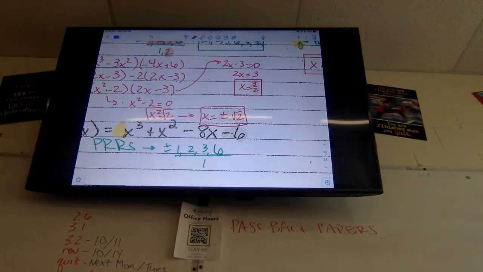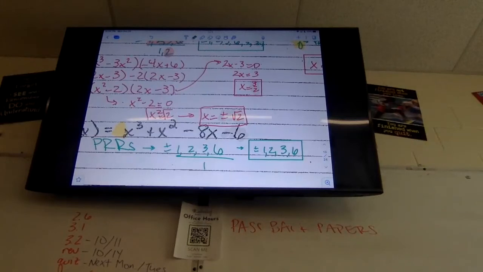Now, technically, you don't even have to say over 1 because those are just all going to be my answers, right? However, I am your teacher, so I'm trying to be consistent in what I'm doing. So I did all my factors of my constant, all my factors of my leading coefficient. But that just leaves us with all my possible answers are positive or negative 1, 2, 3, and 6.